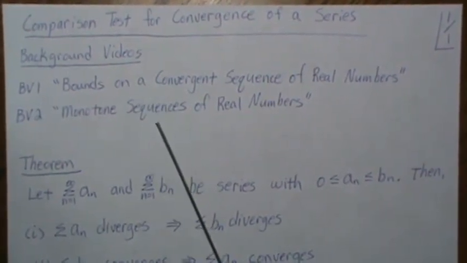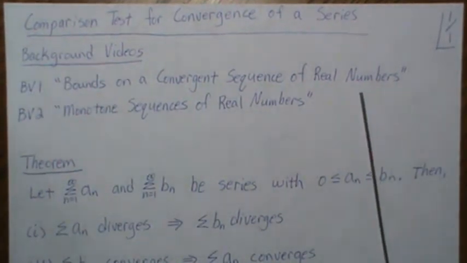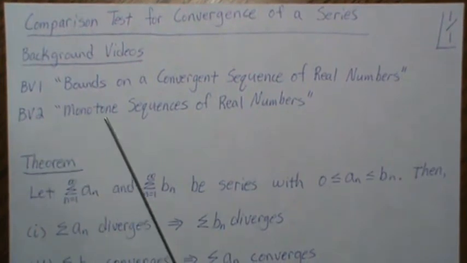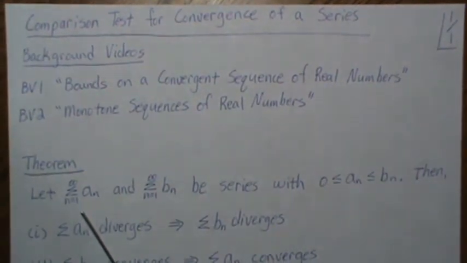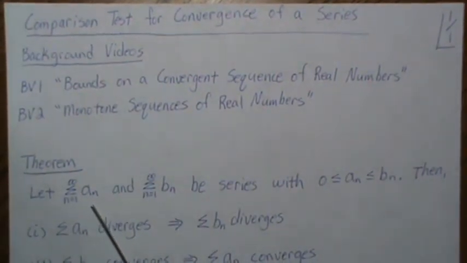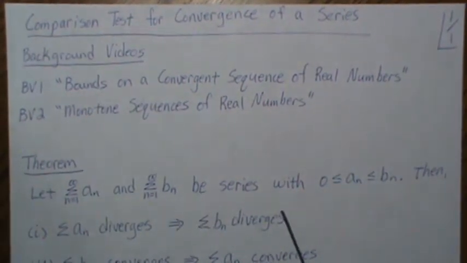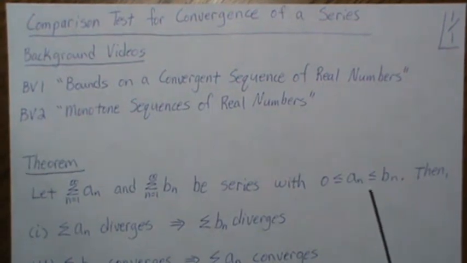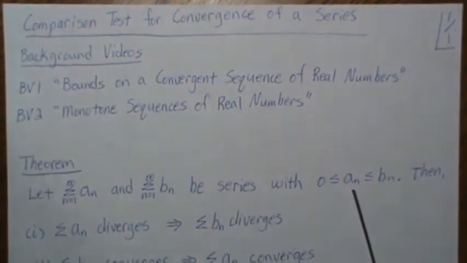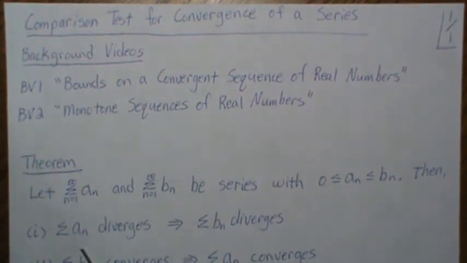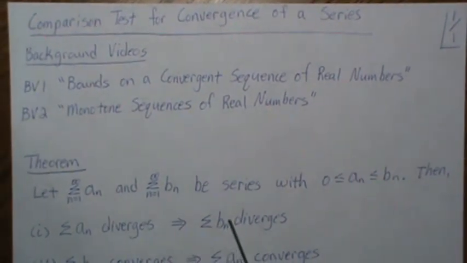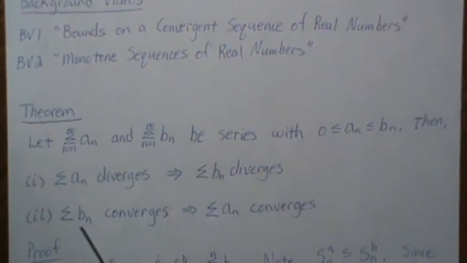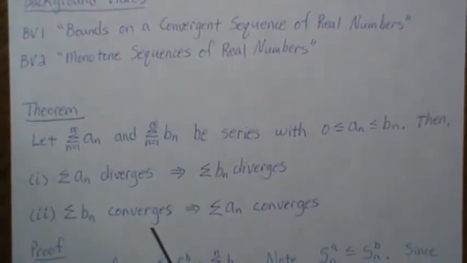We need two background videos: BV1, bounds on a convergent sequence of real numbers, and BV2, background video 2, monotone sequences of real numbers. So the theorem is: let the series A_n and the series B_n be series with non-negative terms, and B_n is always at least as great as A_n. Then, if the series A_n diverges, that implies that the series B_n diverges. And if B_n converges, then so does the series A_n.